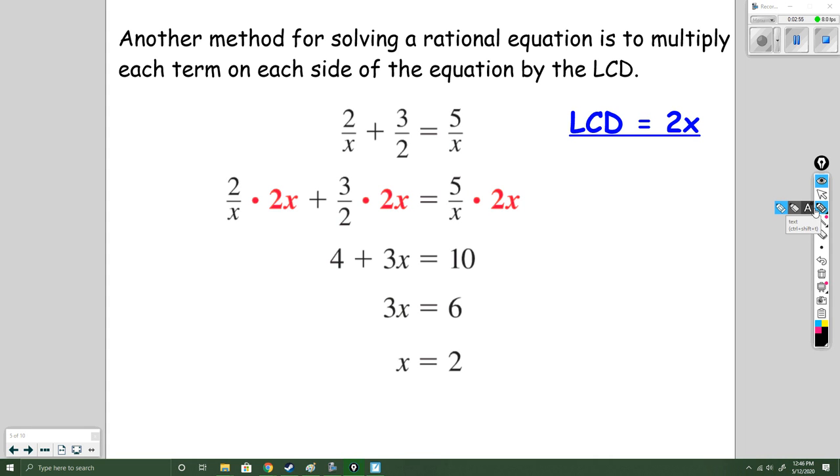And here's the reason why. If we multiply 2x, in this case the LCD, times each one of these fractions, the x's would cancel out, the 2's would cancel out, the x's would cancel out, and we have left an equation with no denominators, no fractions, so it's easier to solve. So that's just a really simple way that we can solve one of these rational equations. Just multiply each term by the LCD, and that's it.